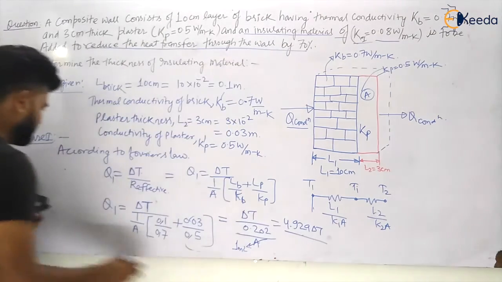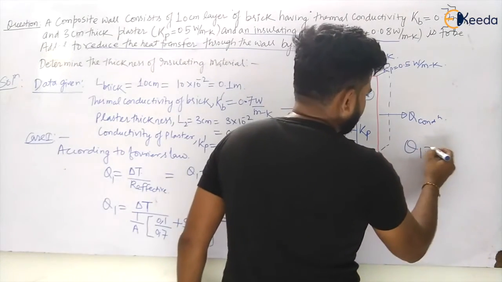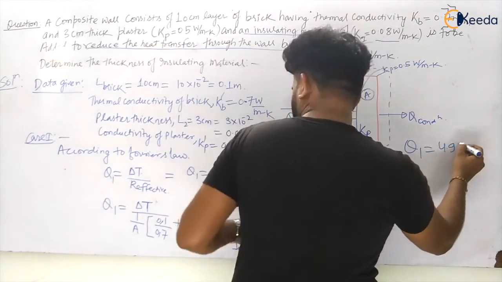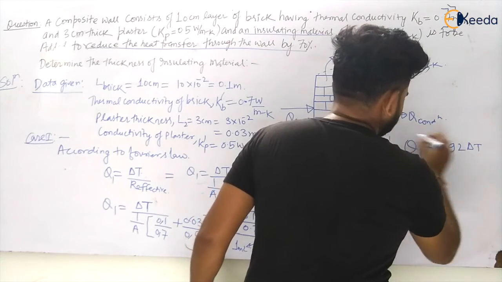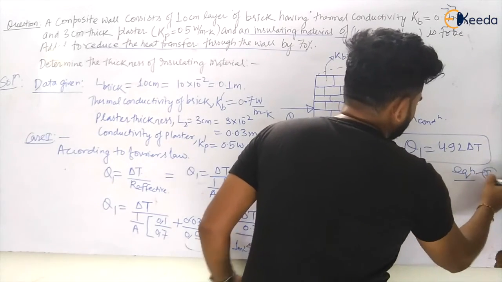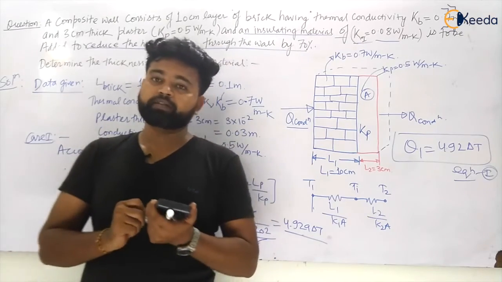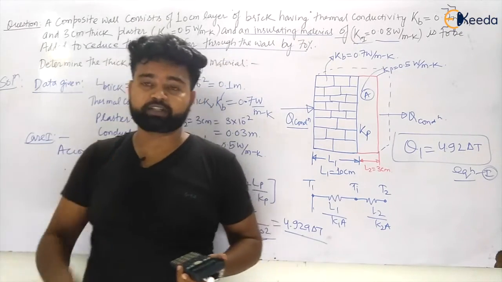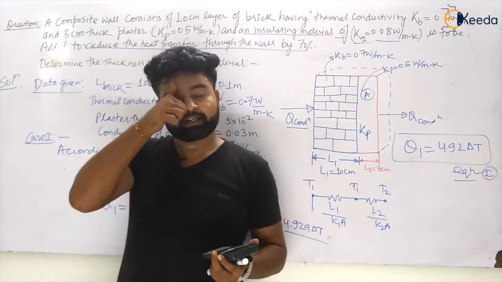Okay. So from here we can have that Q1 is equal to 4.92 delta T. Let us take it as equation number first. So when I am using an insulating material, what will be the thickness of it? Let us calculate it carefully. That will be the second case. Heat transfer will change when we add insulating material.